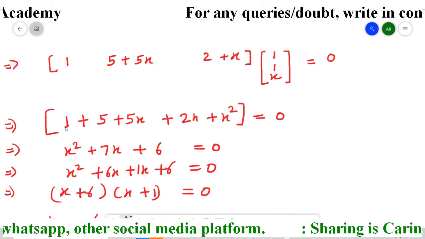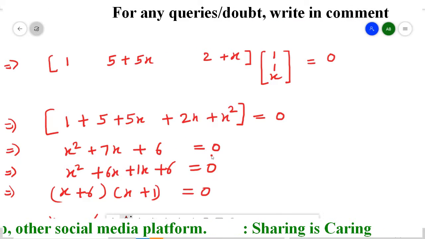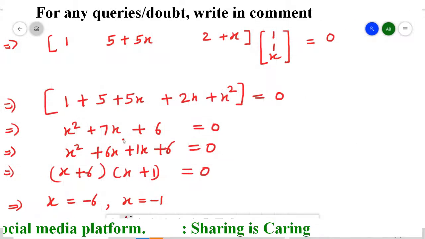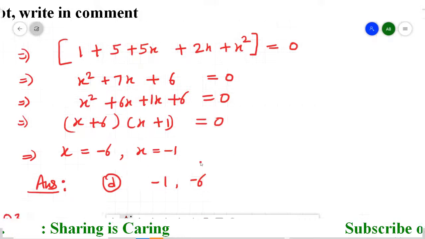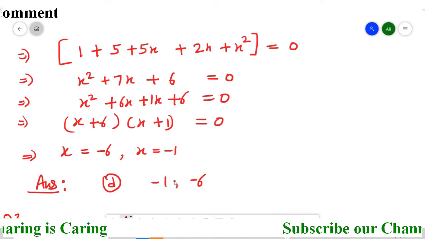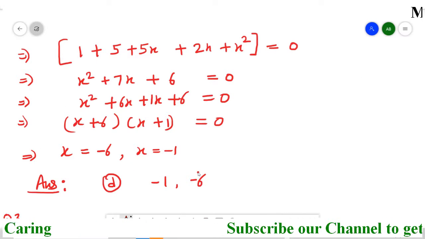So the conclusion is, if you simplify, the answer is going to be 0. So just add it, and then it's a quadratic equation. Solve the quadratic equation, that will give you the answer x as -6 and -1. So the correct option is D.